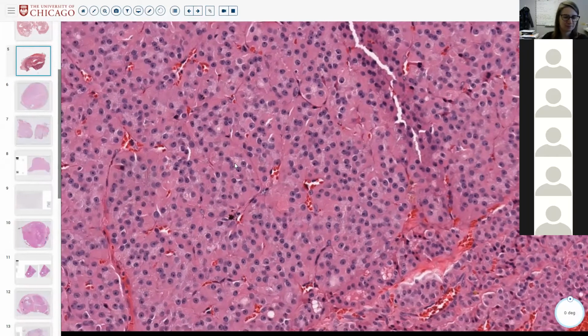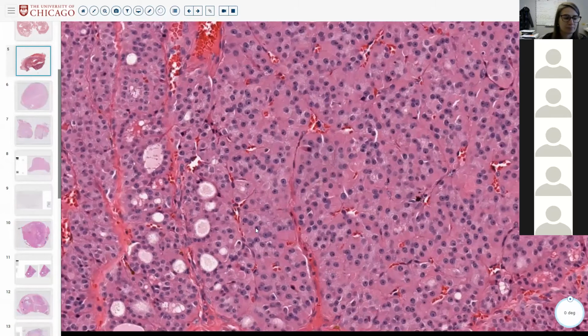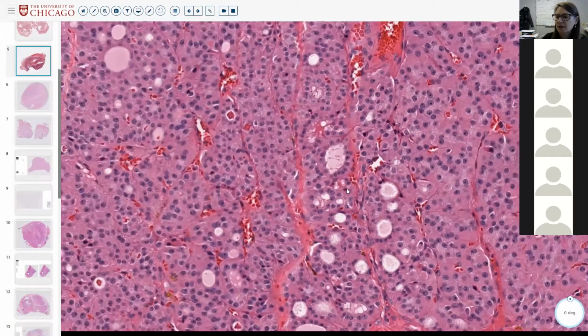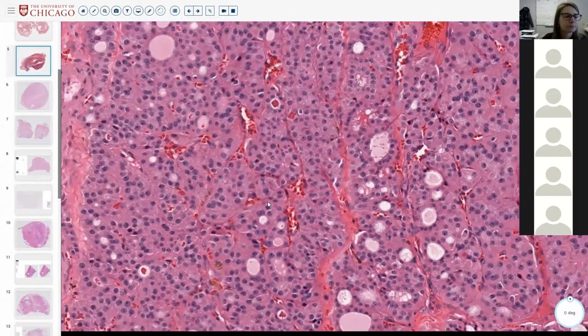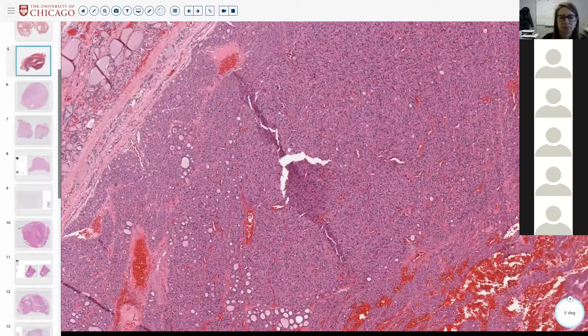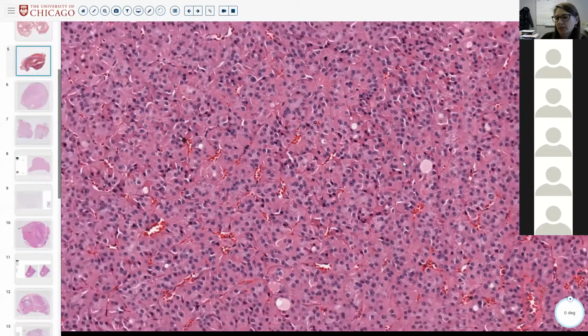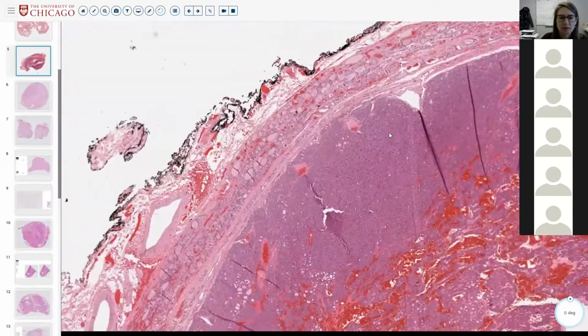People are saying more crowded. Magna says more crowded and dark, which from low power would go along with the more solid appearance. And Tanner says Hürthle cell, which is the first thing we would think of with all this eosinophilic granular cytoplasm. So what's your diagnosis in this case?